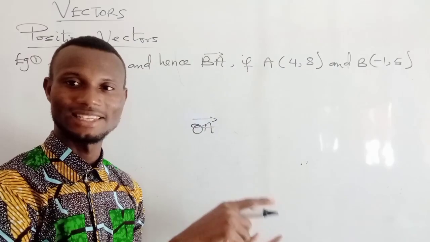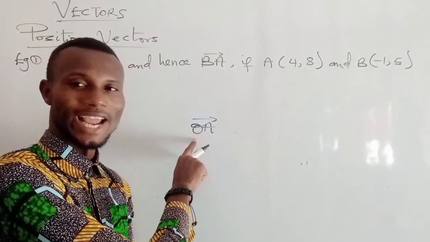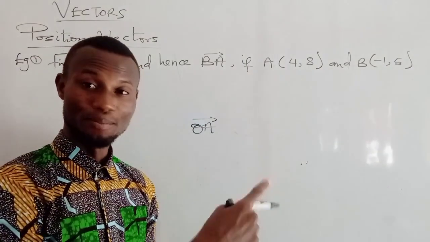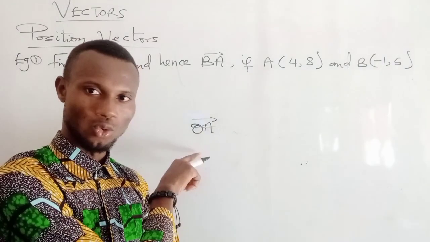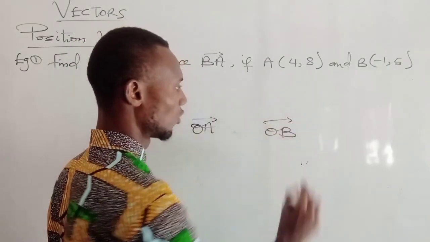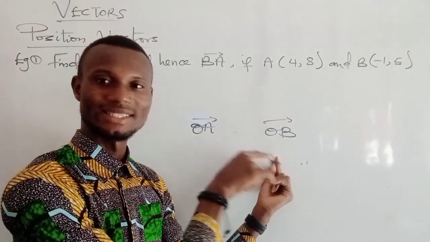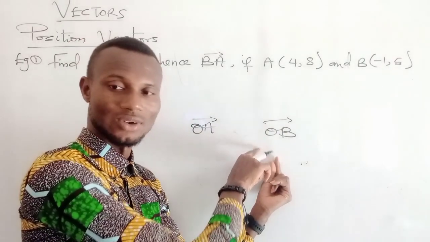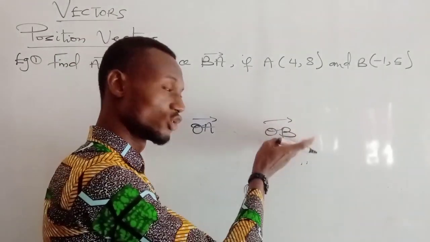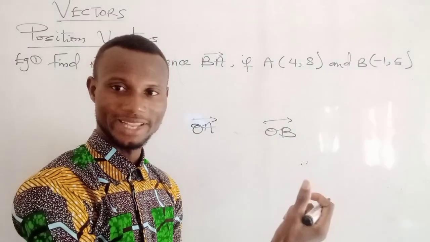Why? Because it's a vector which is starting from the origin O. You can see that we are starting from O and we are moving to the point A. So OA is a position vector because it's starting from the origin O. I hope you understand. When I write OB on the board, OB is a position vector. Why? Because OB is starting from the origin O. You can see we are moving from O to B. O here is the origin, so OB is a position vector.